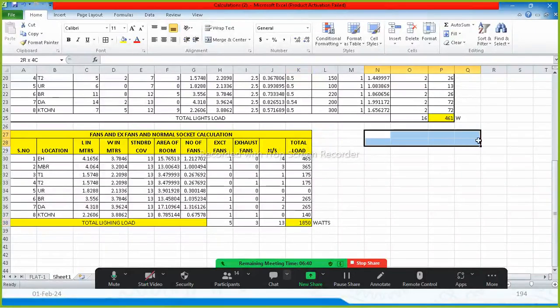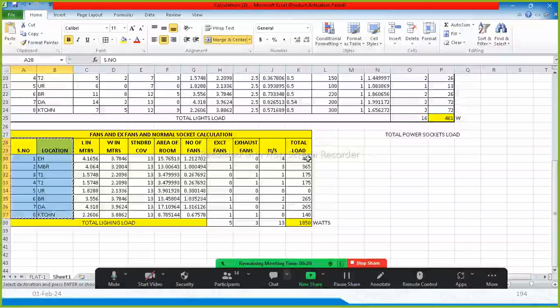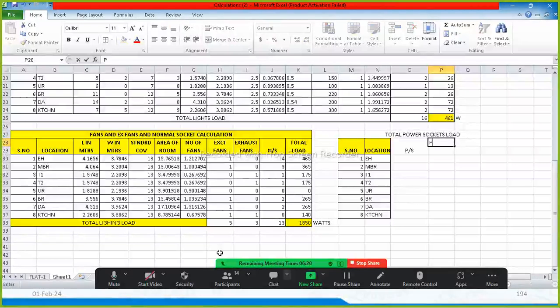Now the next is we require the power sockets. We need to know the number of power sockets. The same, total power sockets load. Same, I'll take serial number, location. Next is P by S and P by S load. P by S total load or total P by S load.